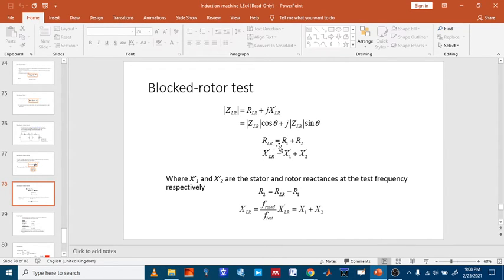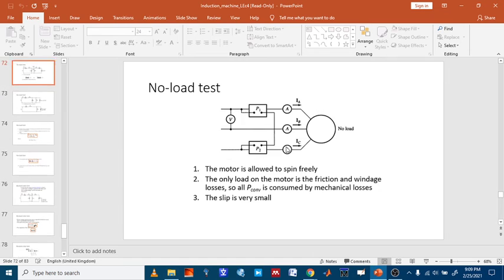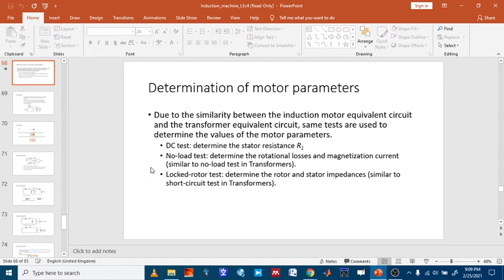RLR is equal to R1 plus R2. The R1 is actually measured, determined using the DC test. The DC test determines the stator resistance, R1. You get it?